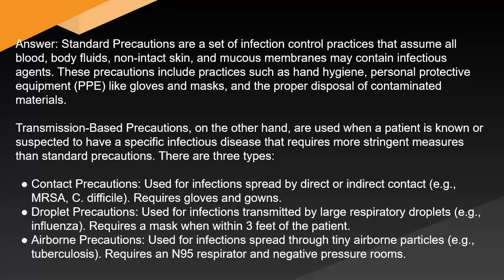There are three types. Contact precautions, used for infections spread by direct or indirect contact, e.g. MRSA, C. difficile, require gloves and gowns. Droplet precautions, used for infections transmitted by large respiratory droplets, e.g. influenza, require a mask when within 3 feet of the patient. Airborne precautions, used for infections spread through tiny airborne particles, e.g. tuberculosis, require an N95 respirator and negative pressure rooms.